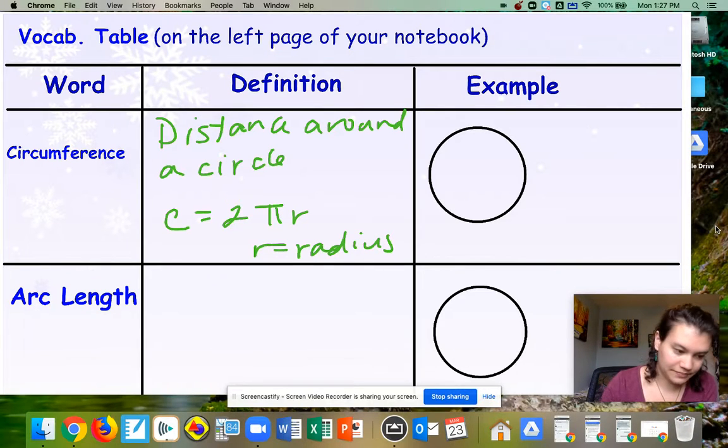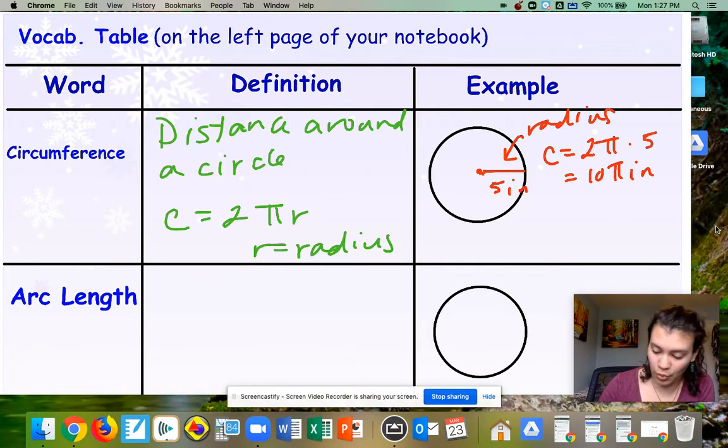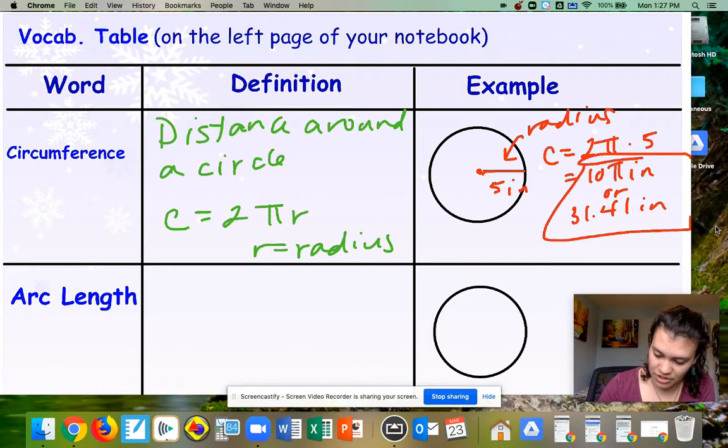So on the example, if we have our center right here and going out, that would be the radius right there. We'll say this is 5 inches, and that's the radius. So if we wanted to find the circumference, we'd say 2 times pi times 5, and you can write your answer two ways. You can write it as 10 pi inches, this would be in terms of pi, or you can type it all into a calculator and get 31.41 inches. So your answer is going to depend on what the question asks. If it asks in terms of pi, you want to write it with pi in it. If it asks for a decimal, you want to write the decimal.